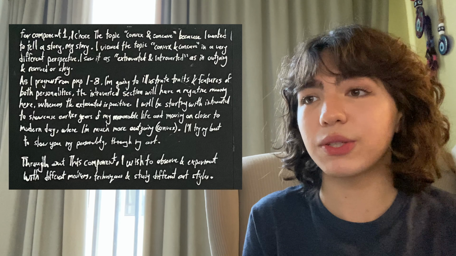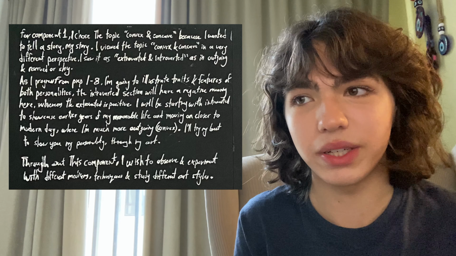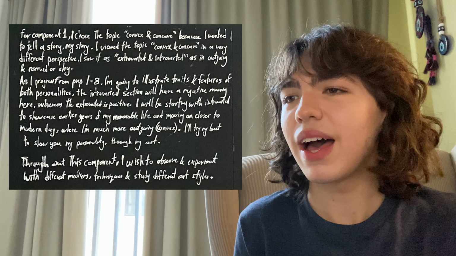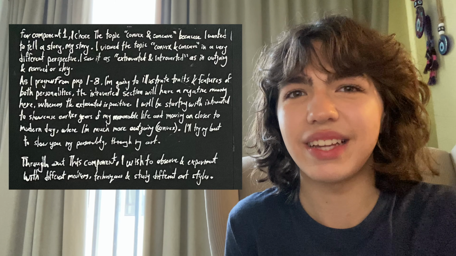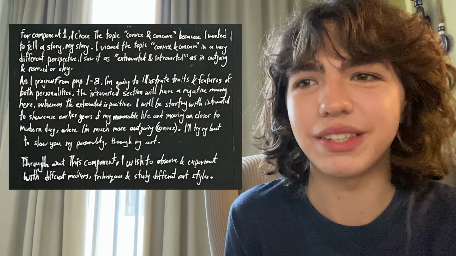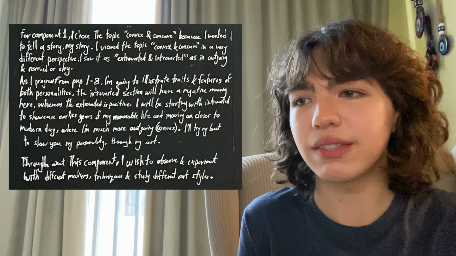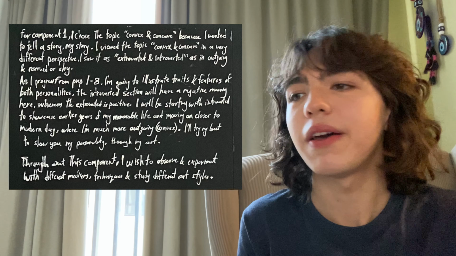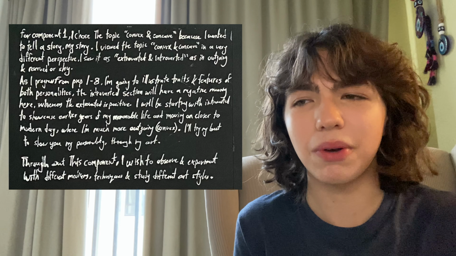For component 1, I chose the topic convex and concave because I wanted to tell a story. My story. I viewed the topic convex and concave in a very different perspective. I saw it as extroverted and introverted. So convex is extroverted, and concave is introverted, as in outgoing, or reserved and shy. As I progress from prep 1 to 8, I'm going to illustrate traits and features of both personality types. The introverted section will have a negative meaning here, whereas the extroverted section is positive.